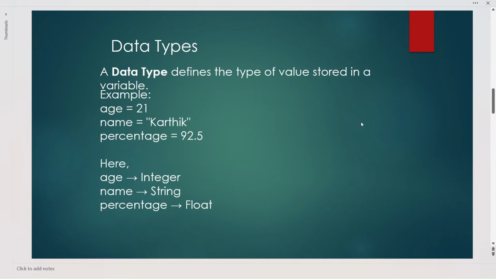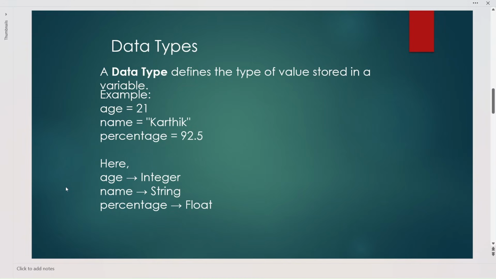So remember, a variable stores a value and the data type tells us what kind of value it is. See here, age means it will store only numbers. Name, it will store only names. Percentage, it will store the values in a percentage or point-wise. See here, age is integer, name is string, percentage is float.